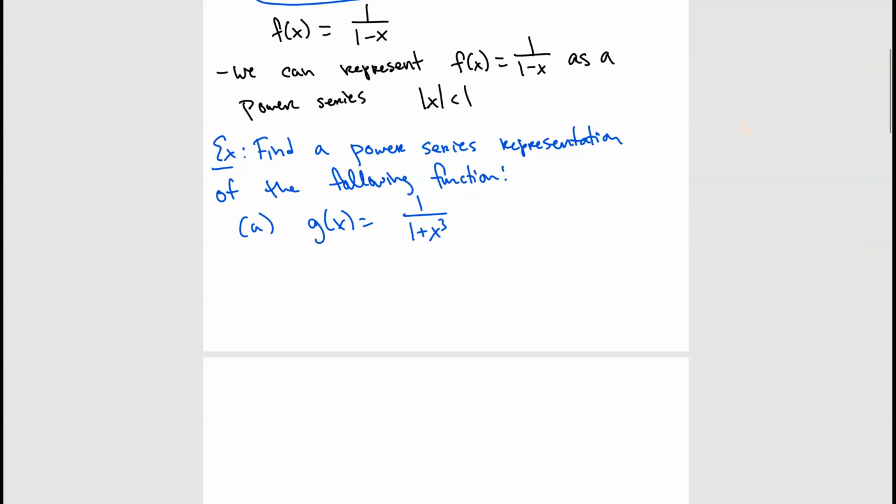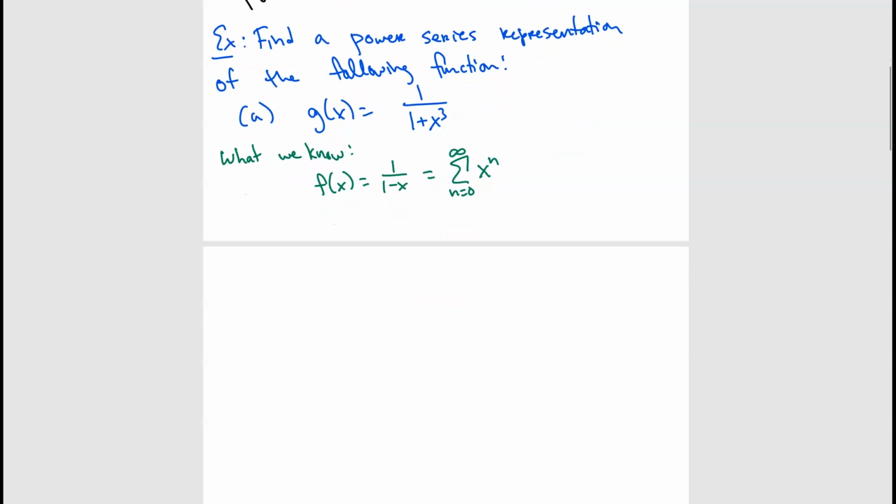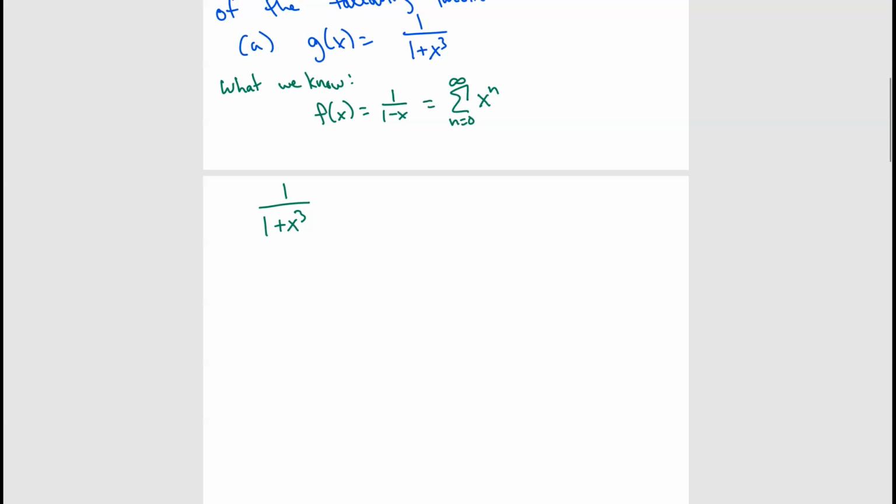Well, what do we know? What we know is that I can represent a function that looks like 1 over 1 minus x as the sum from n goes from 0 to infinity of x to the power of n. That's what I know. Now, that's not what I have. What I have instead is 1 over 1 plus x cubed. That's what I've got to work with. So is there a way that I can make this look like this?